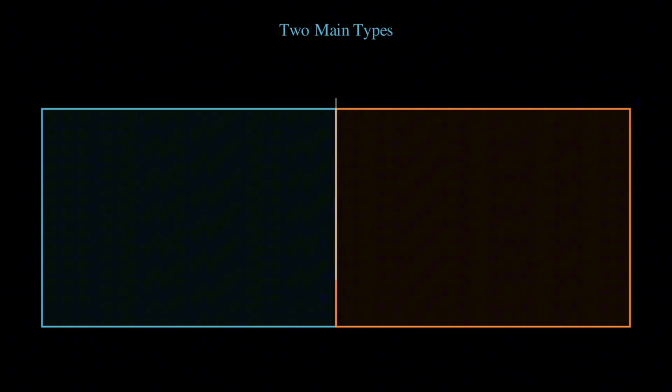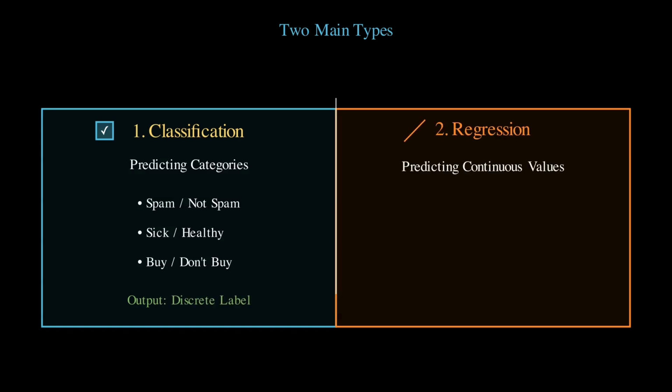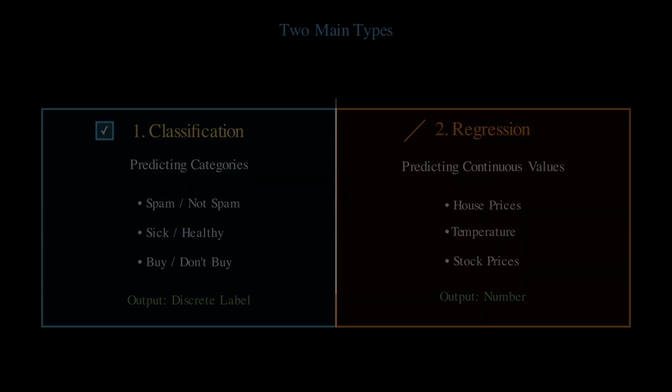There are two main types of supervised learning. First, classification. This is when we predict categories, like spam or not spam, sick or healthy, buy or don't buy. The output is a discrete label. Second, regression. This is when we predict continuous values, like house prices, temperature, or stock prices. The output is a number that can be any value in a range.